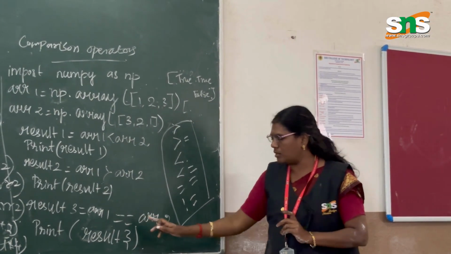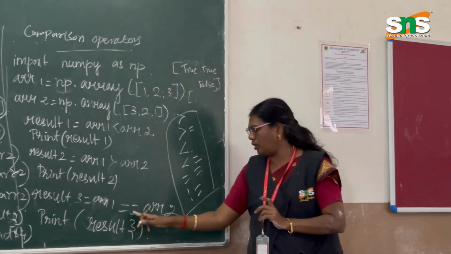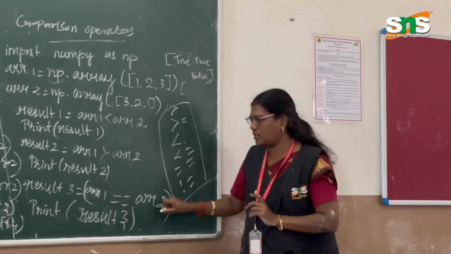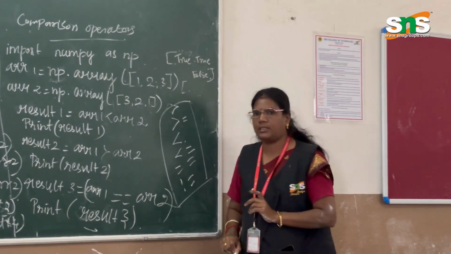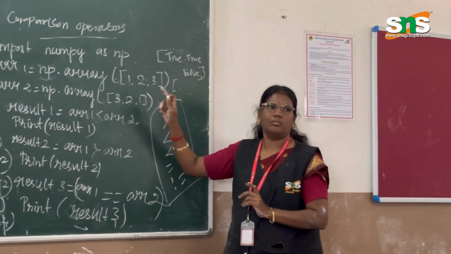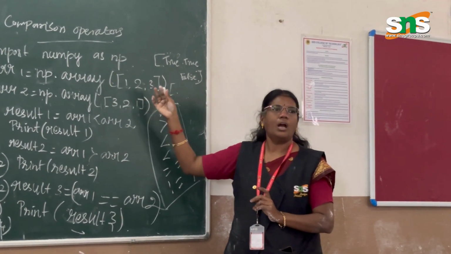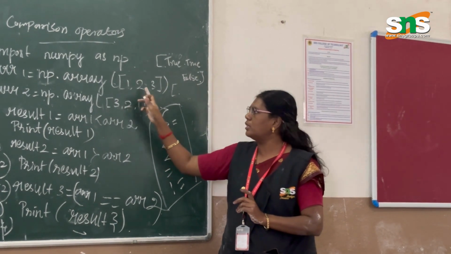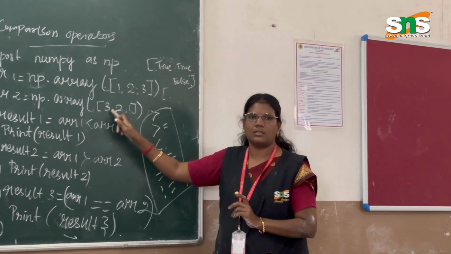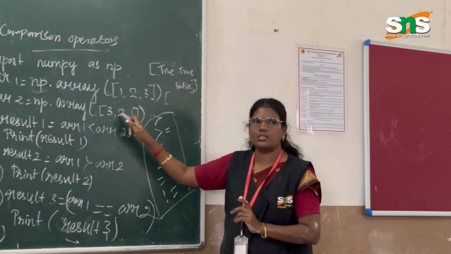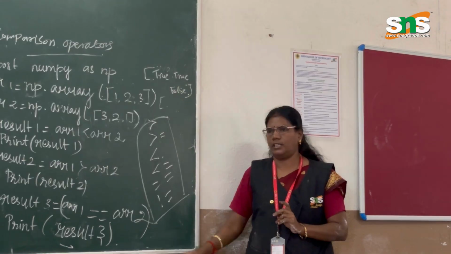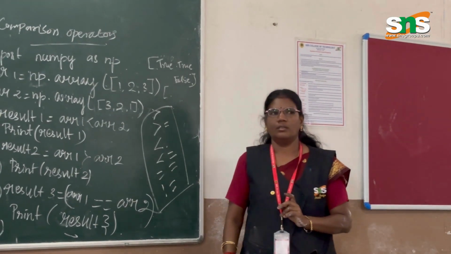Result 3 is equal to array 1 double equal to array 2. If both the elements are equal, it prints true for that element. Any one of the values will be equal in array 1 and array 2, that is 2 is equal to 2. The remaining will be false. False, true, false. This is the output of result 3. That's all.